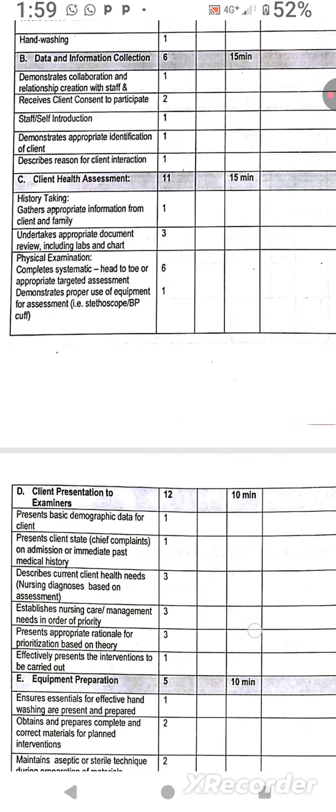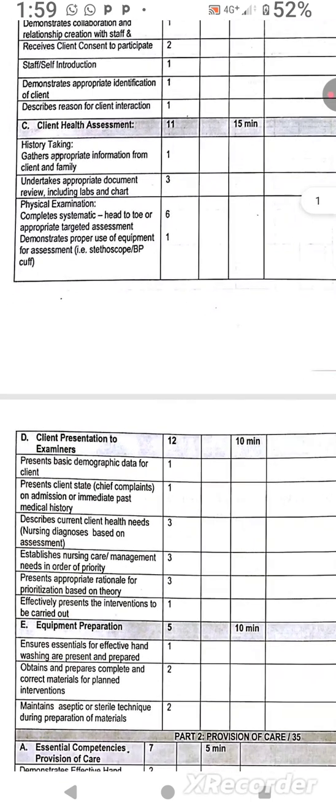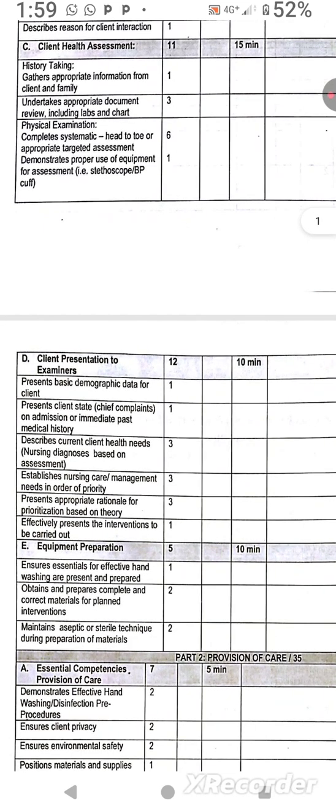Then self-introduction to the staff. Demonstrate appropriate identification of the client. Describe the reason for client interaction. In this part we are going to deal with this part only. In the second part we will explain the other parts of the council form of evaluation. Then the third is client health assessment, starting with history taking.